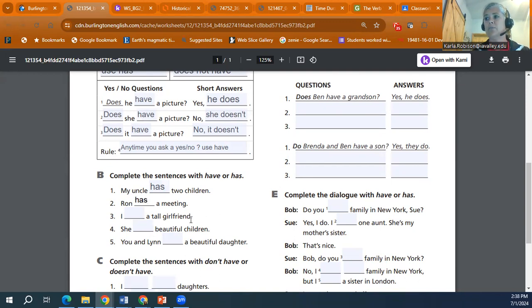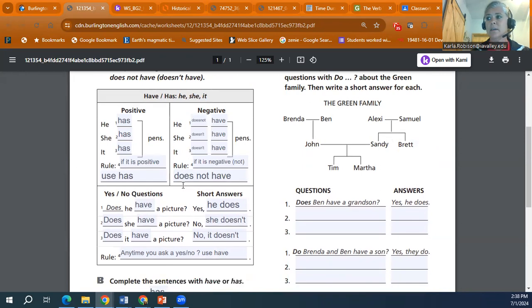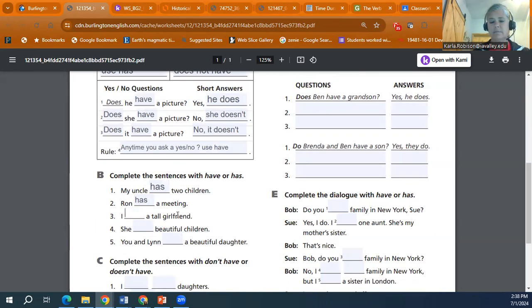I blank a tall girlfriend. Okay, now here's where it's different. I have the pronoun I. Since I have the pronoun I, that does not meet these rules. It's only using he, she, or it. So when you use the pronoun I, it says I have a tall girlfriend. Doesn't use has, I have. Now again, this one is she. So she blank beautiful children. There's no negative in there, so we're going to use has. She has beautiful children.